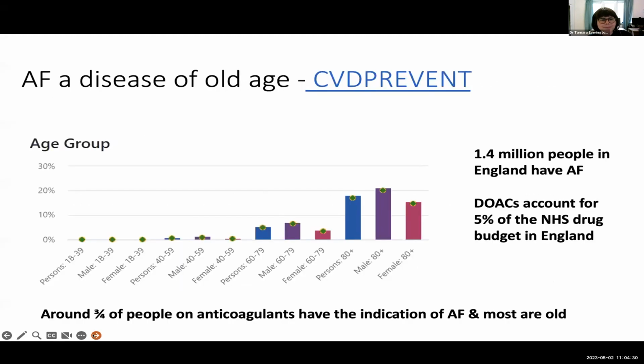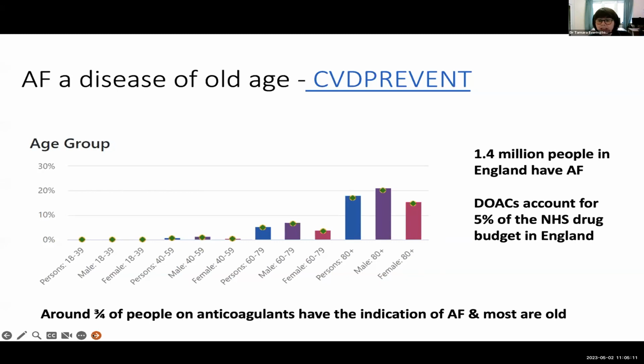Next slide, please, Joe. So this is publicly accessible data, and nowadays, thank goodness, there's a lot more publicly accessible data. It's called CVD Prevent, and it's got a range of cardiovascular disease metrics, and you can drill down into what is specific to my area, or my ICS, or broader than that. And you can look at what's actually happening there. So this is a snapshot of the data for atrial fibrillation, which of course is the reason why around 3/4 of our people are anticoagulated.